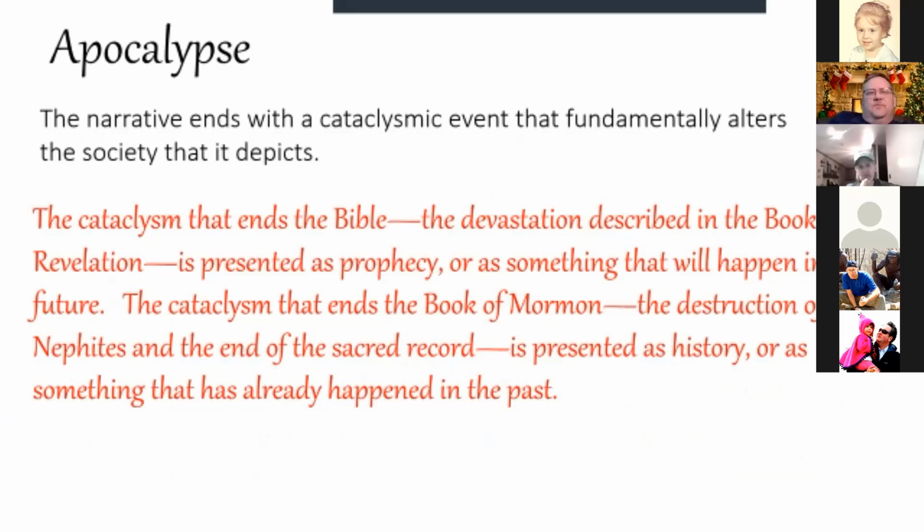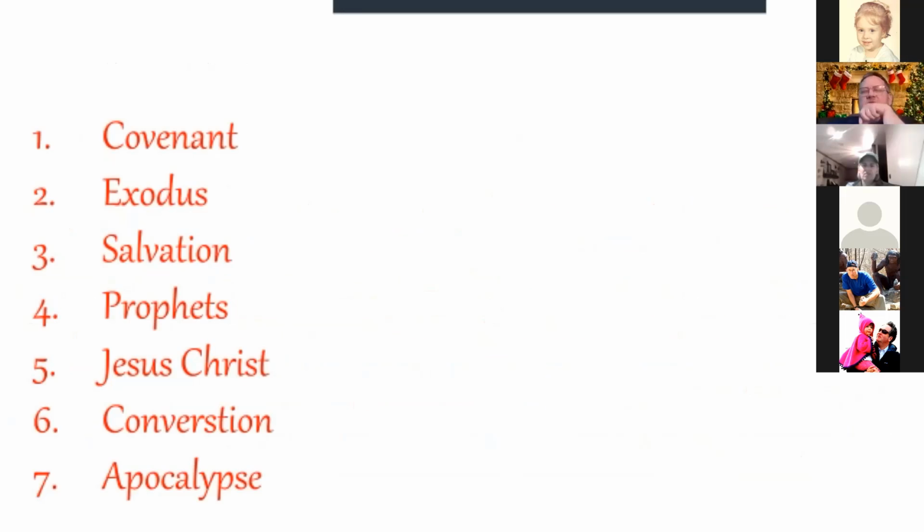And finally, apocalypse. Both end with an apocalyptic great battle, but the cataclysm that ends the Bible is prophecy, and the cataclysm that ends the Book of Mormon is history. Again, there's a fundamental difference in the typology, even though there's also a fundamental sameness. So the seven big archetypes that I want to be looking at here, covenant, exodus, salvation, prophets, Jesus Christ, conversion, and apocalypse, are some of the most important concepts that a theology can have.